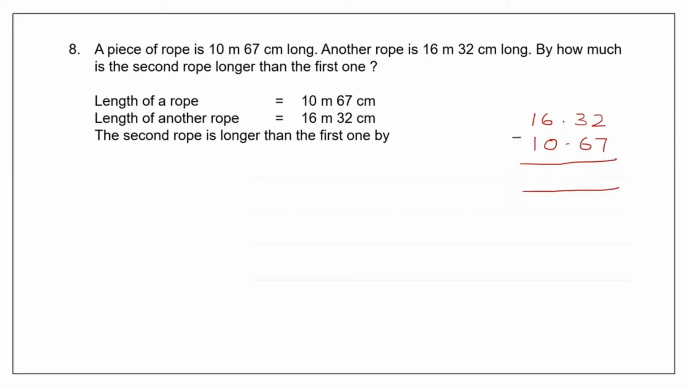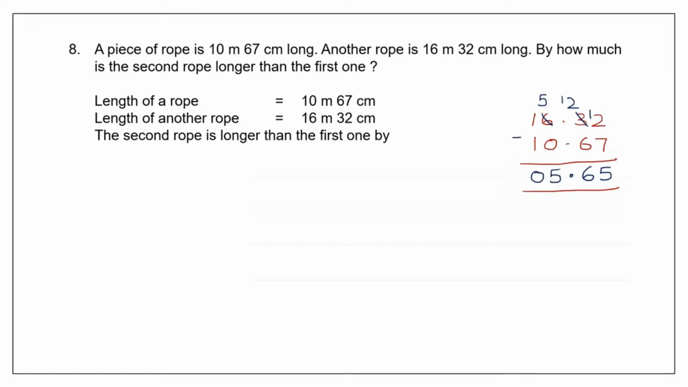2 minus 7 we cannot do. I'm going to borrow from here. So 12 minus 7 is 5. 2 minus 6 we cannot do. I'm going to borrow. This becomes 5 and this is 12. 12 minus 6 is 6. Put the decimal point. 5 minus 0 is 5 and 1 minus 1 is 0.